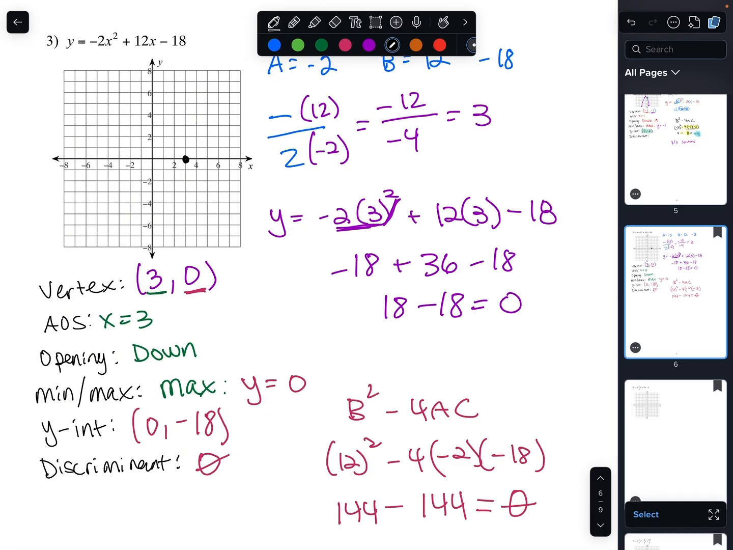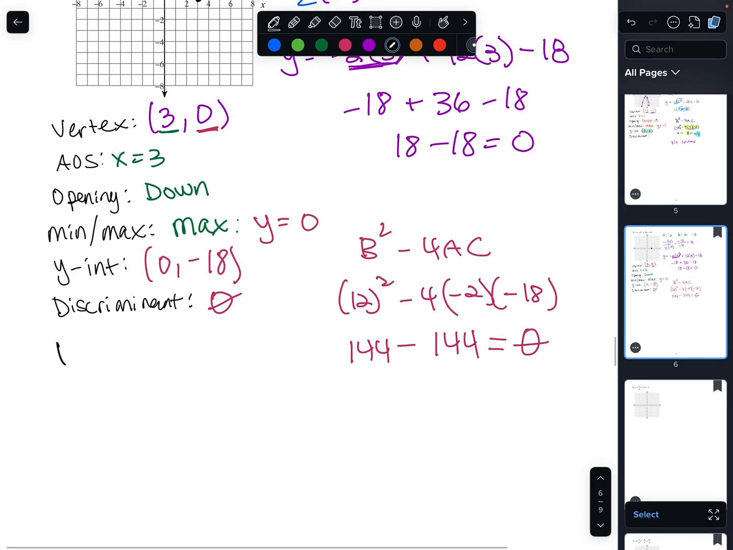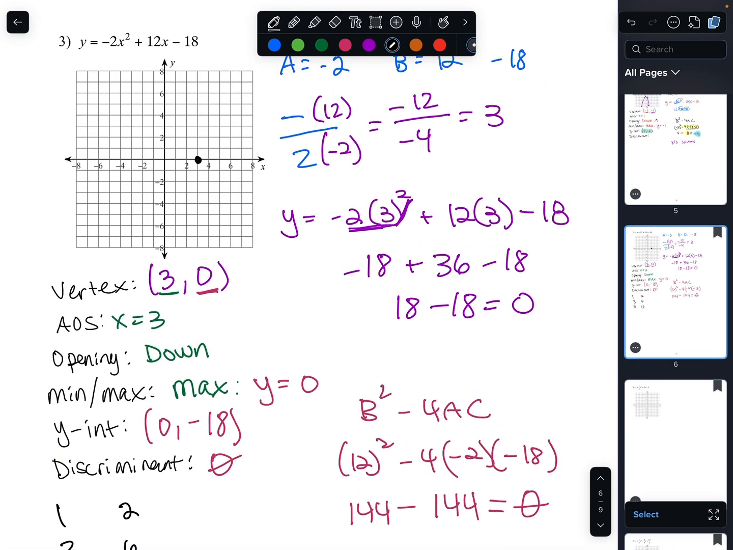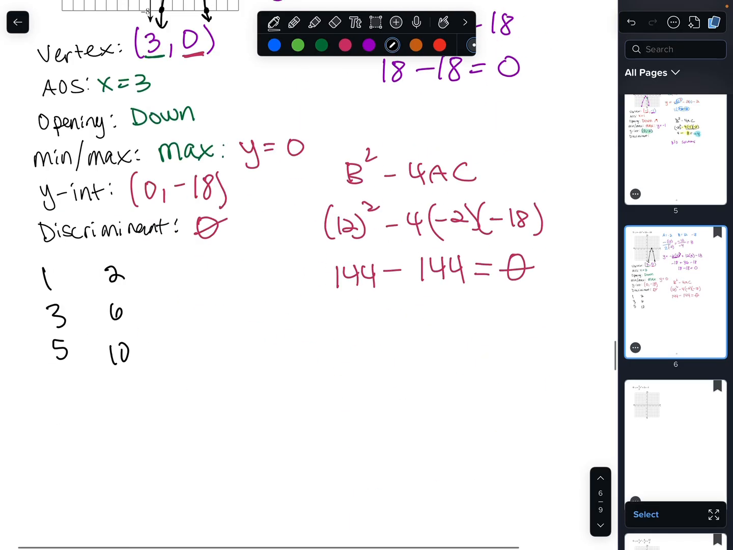And because our A is 2, instead of going 1, 3, 5, this is a 2, 6, 10. So over 1, down 2. Over 1, down 6. Over 1, down 2. Over 1, down 6. And this is my graph. If you want to verify it using a table, go for it, okay? We got 2 more, I think.